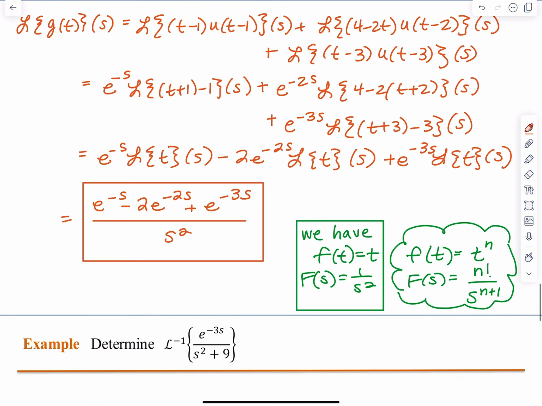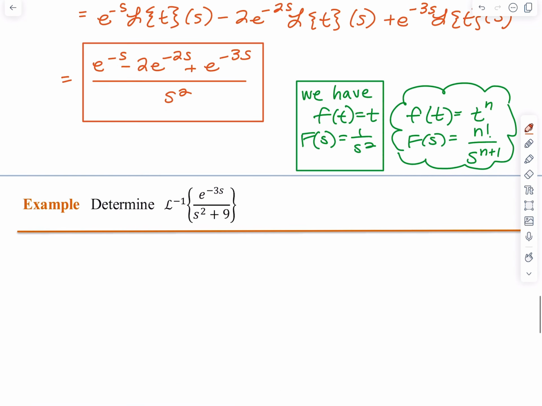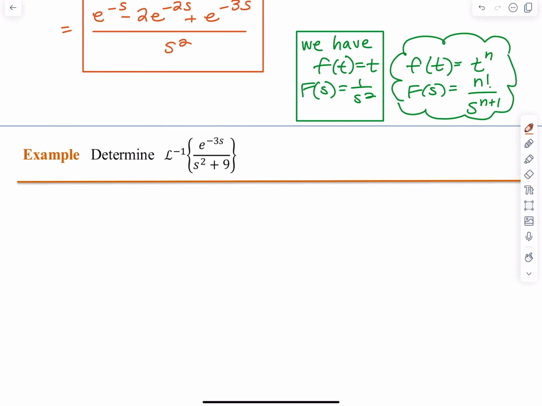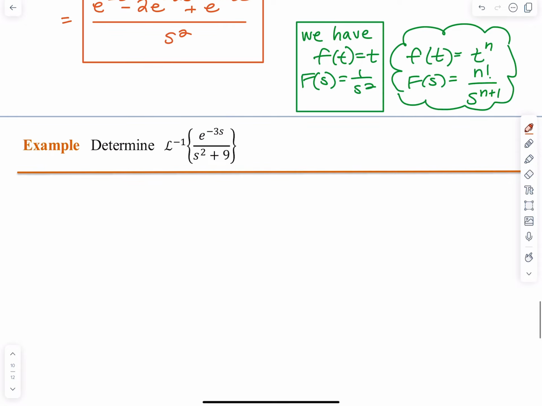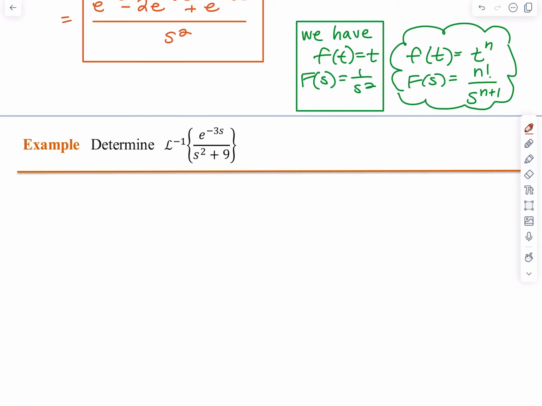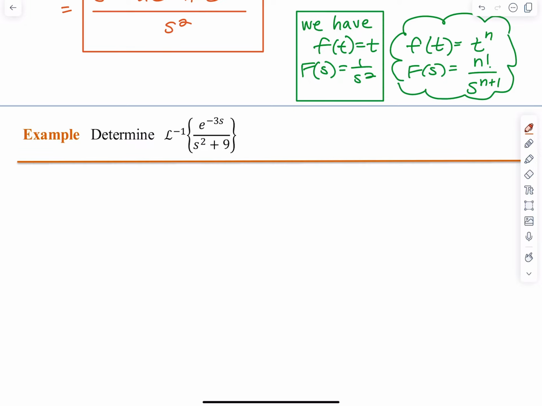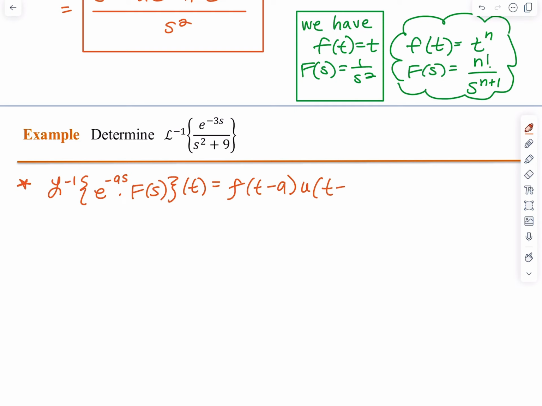Okay, let's look at our next example. Let's first remind ourselves about the theorem that gave us the inverse Laplace transform of e to the negative as multiplied by the Laplace transform. So let's remind ourselves that the inverse transform of e to the negative as times that Laplace transform of t is equal to f of t minus a u of t minus a.